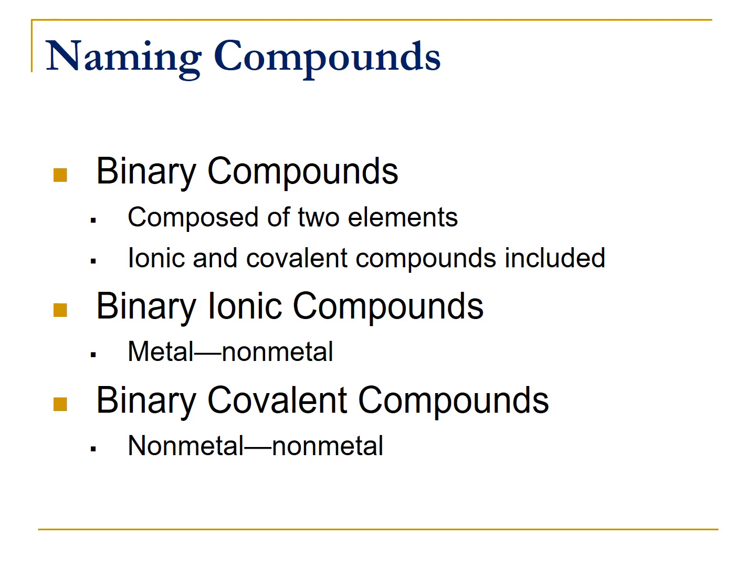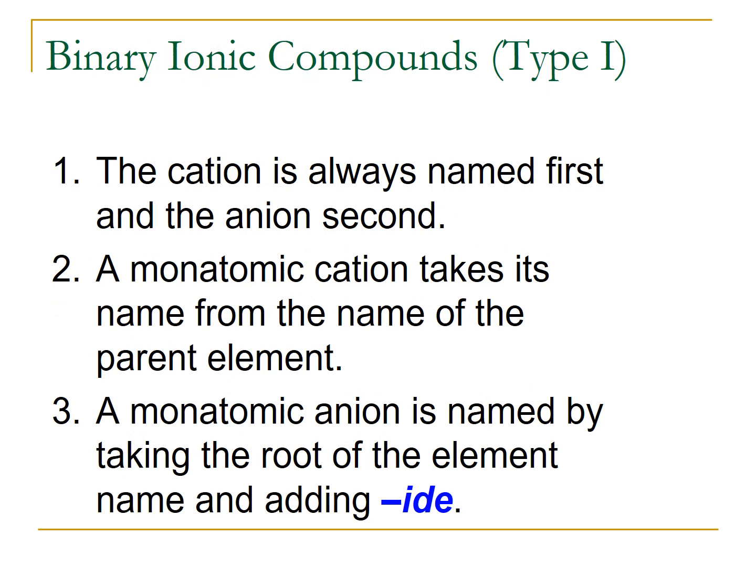Now, let's continue naming the compounds. We're going to first start with the ionic compounds and then the covalent compounds. Binary compounds simply means that we have at least 2 types of elements. The ionic compounds are going to be easier.